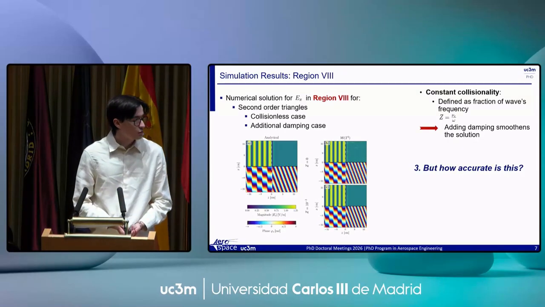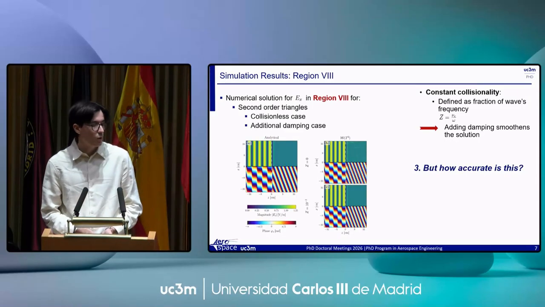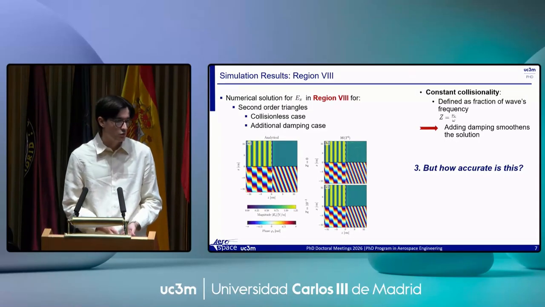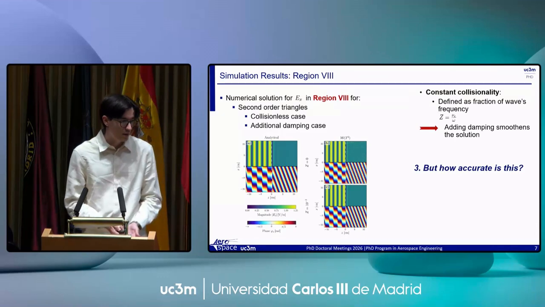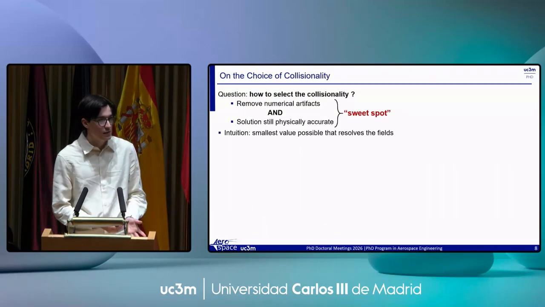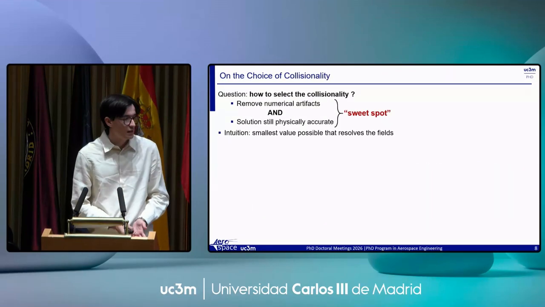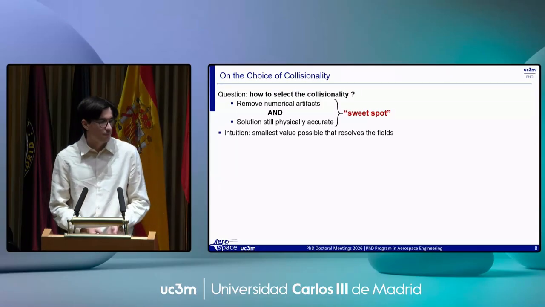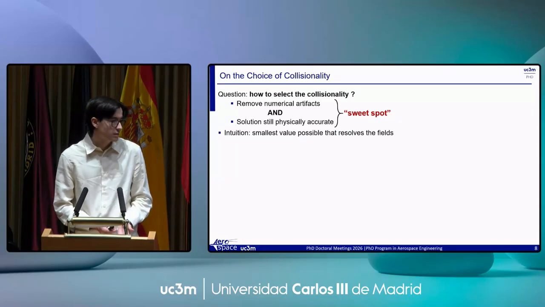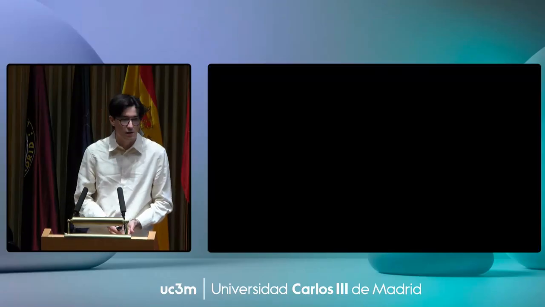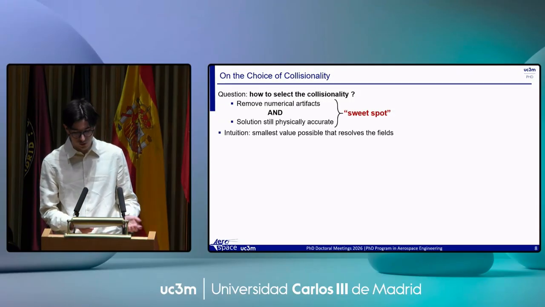So finally, we want to understand how accurate this manipulation is, because we're adding collisionality from a bit of nowhere. So we want to understand how to select it, so that at the same time we remove the numerical artifacts that we saw, but the solution stays physically accurate. So we were looking for kind of a sweet spot here.